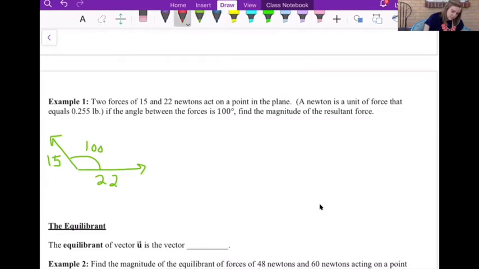We want to make our parallelogram, so I'm going to draw this in. This side is 15, this side is 22, and our resultant is the diagonal. And then we know that this angle is 80.